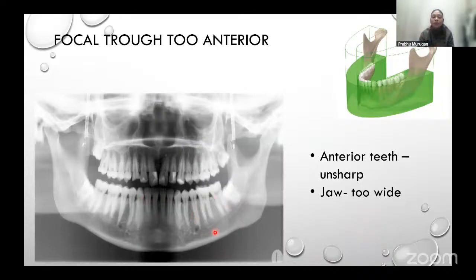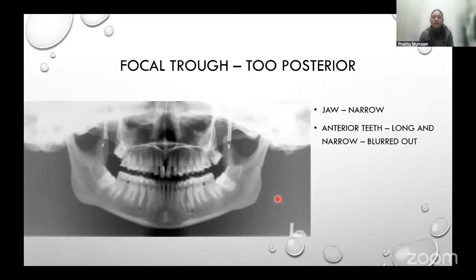If it is placed more anterior to the focal trough, what will happen? The anterior teeth will be very blurred out, and the jaw will appear very wide. It will give you a smile-like appearance. If it is placed too posteriorly, the jaw will appear very narrow, and the anterior teeth will be very long and narrow. It will be blurred out again.